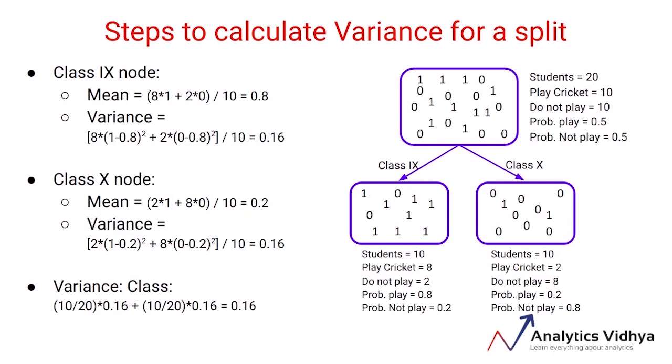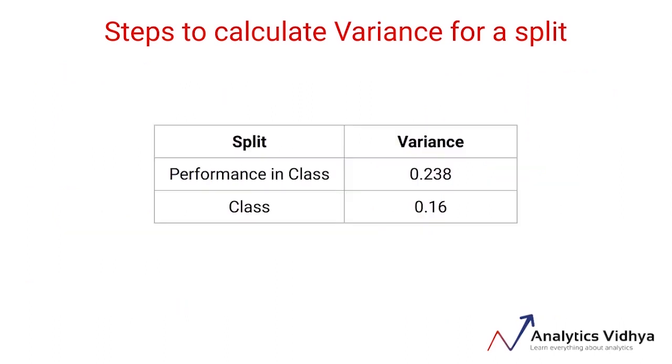The next step now is to compare the variance for both of these splits. Remember, we got a value of 0.238 for the performance in class variable and 0.16 for the split on the class variable. Now, lesser the variance, better the split. We established this before. That's why class again will be the better split in this case.